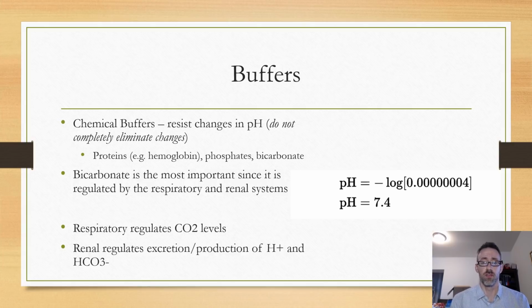So, for example, proteins like hemoglobin can bind to protons. We saw that in the respiratory lectures, where a proton can bind to hemoglobin and help to release oxygen, for example. And that helps to buffer the intracellular pH of red blood cells. Phosphates, we talked about phosphates in the urine just now, so they can buffer the changes in pH in the extracellular fluid as well as in the intracellular.